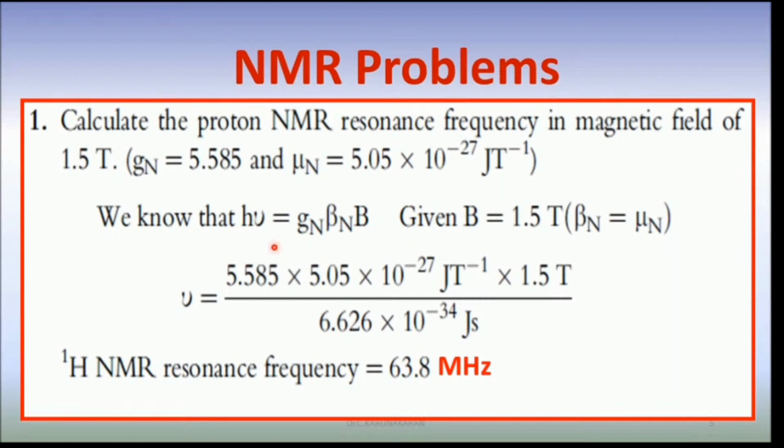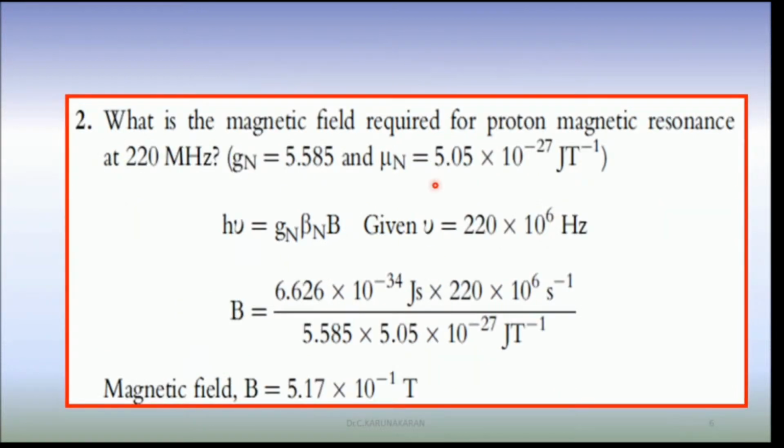You know the proton resonance frequency is h nu. According to the resonance condition, nu equal to g_n beta_n B, or mu_n B. On computing, we'll get the proton NMR frequency 63.8. In this problem, they have asked to calculate the magnetic field. In this equation, if you know nu, you can calculate B. If you know B, then you can calculate nu. In this case, they have asked to calculate the magnetic field required for proton magnetic resonance. Nu is given. They have asked for B.